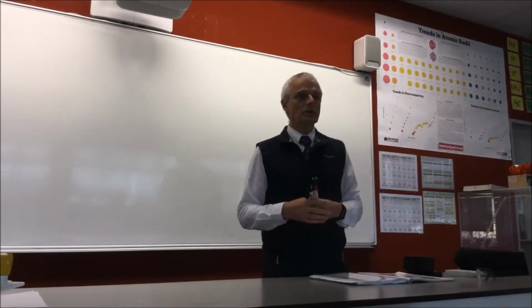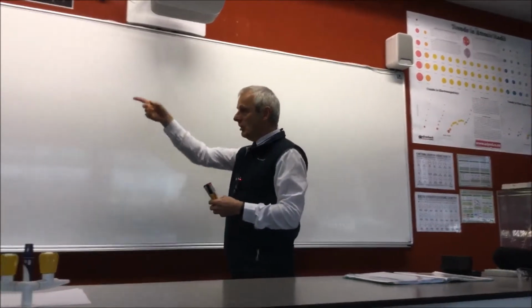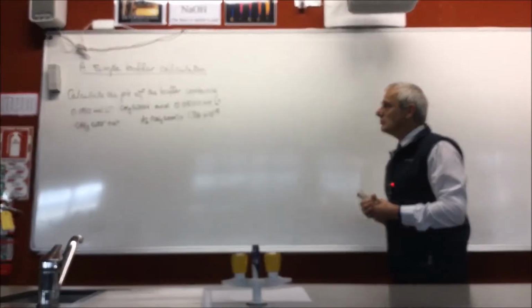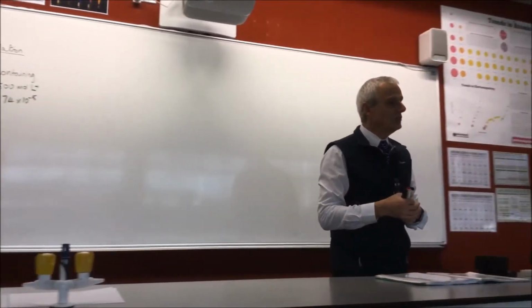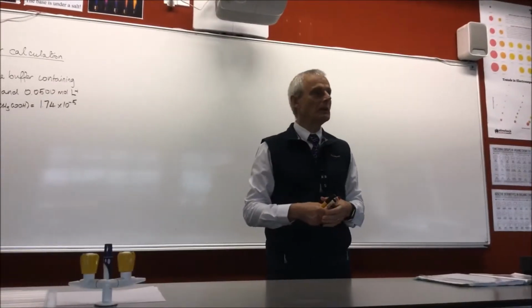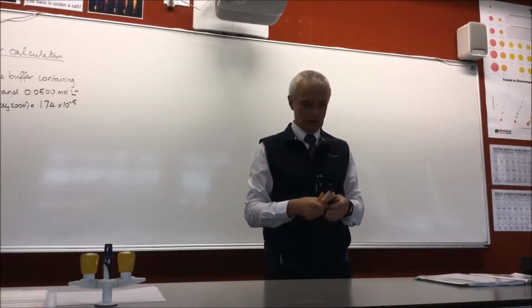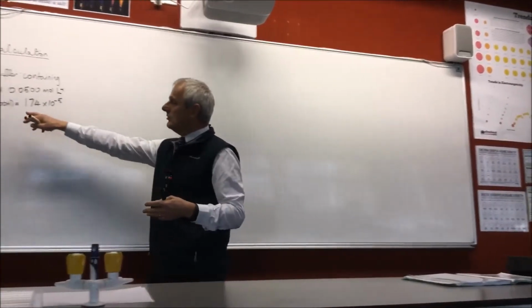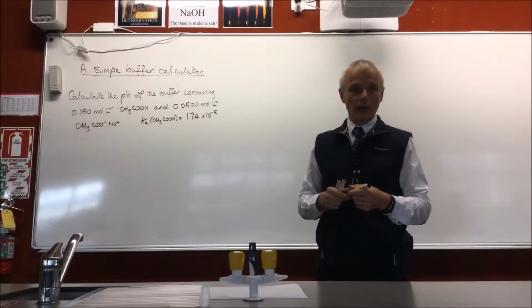Okay? And in this question on the board, we're given both of the concentrations of the weak acid and its conjugate base, and we now need to calculate what's the pH of that buffer we formed. Okay? So, as we do with all of these problems, we've been given Ka, so we need to write an equation for that.